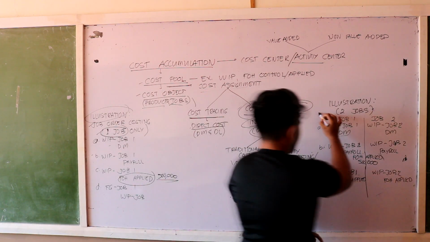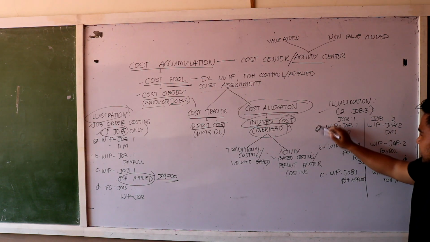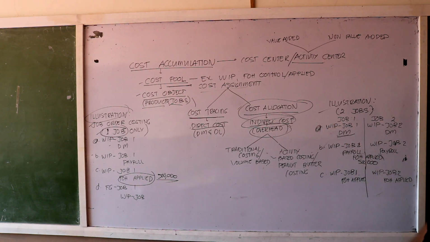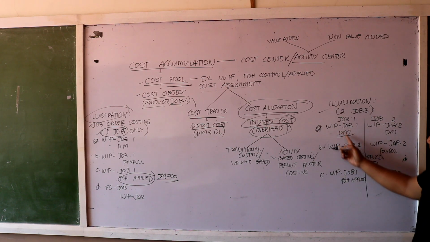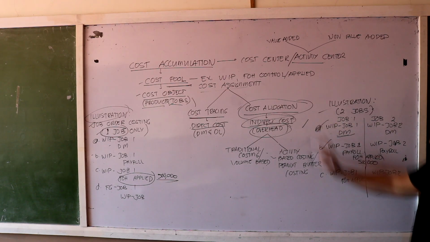So, let's proceed to our second illustration. For letter A, for job 1 and job 2, if we have incurred direct materials or we have processed direct materials, syempre, entry would be work in process direct materials. There would be no question with that. Letter B, if we have incurred direct labor, entry would be work in process payroll for job 1, job 2. Again, it is same in our first illustration. And again guys, sabi ko sa inyo, regarding this topic, we will focus on our overhead.